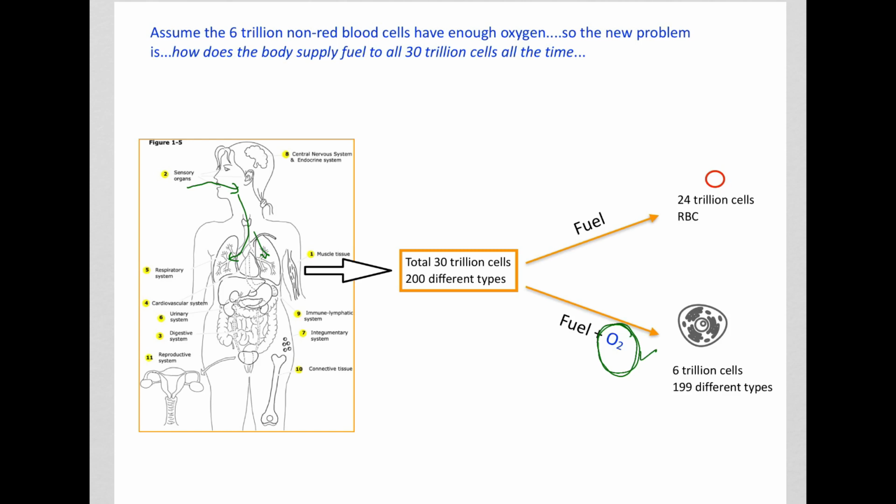So what we have now is a new problem. The modified problem now is, how does the body supply fuel to all the 30 trillion cells all the time? So let's look at how the body supplies fuel to all our cells, 30 trillion cells in an adult, all the time.